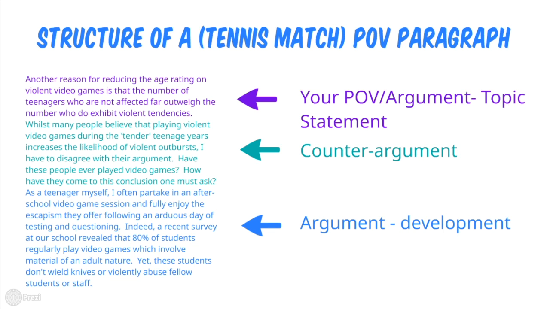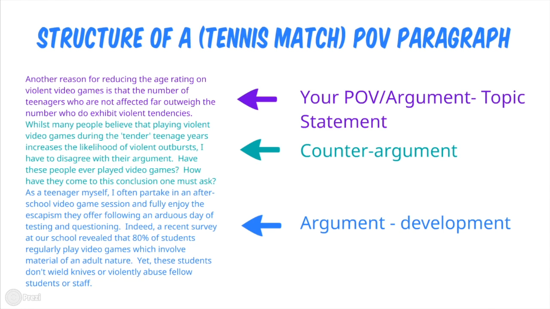Okay, so this paragraph was based on a question that focused on whether the age rating on violent video games should be reduced. So I took the stance that it should be reduced. I thought it was more interesting to argue that way. And I thought about one of the reasons as to why the age rating should be reduced. So I started with: another reason for reducing the age rating is that the number of teenagers who are not affected far outweigh the number who do exhibit violent tendencies. So I say what my point is at the beginning of my paragraph.